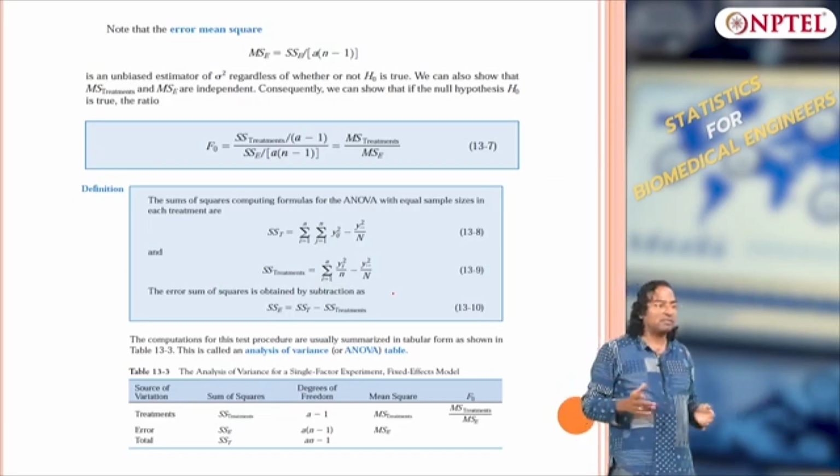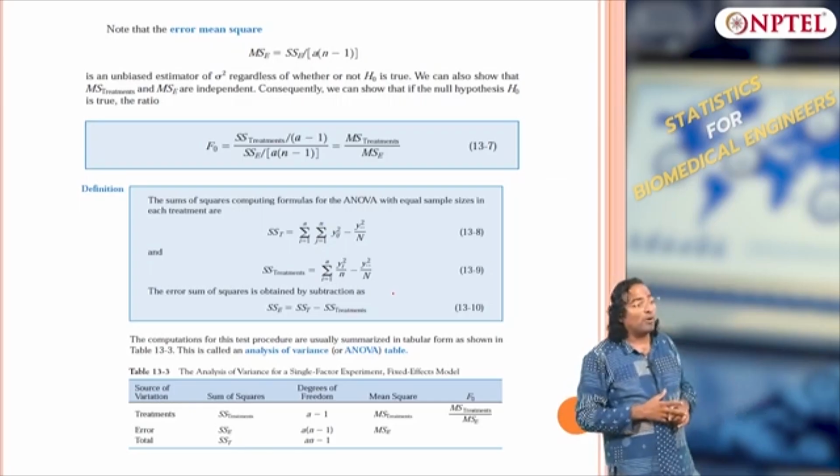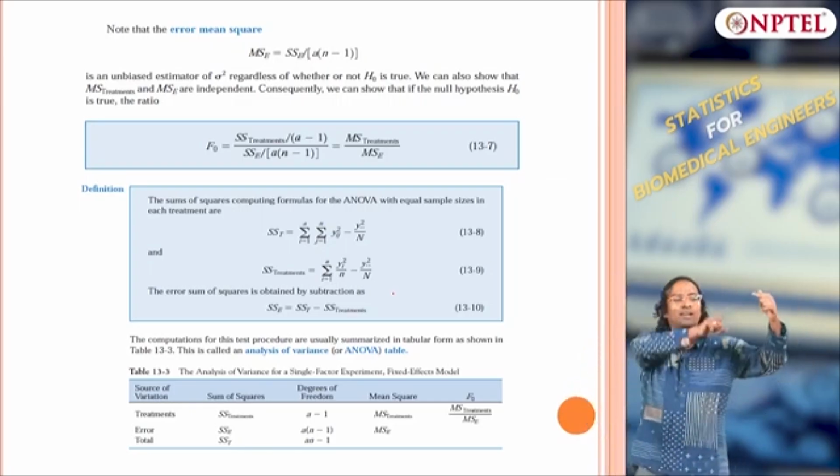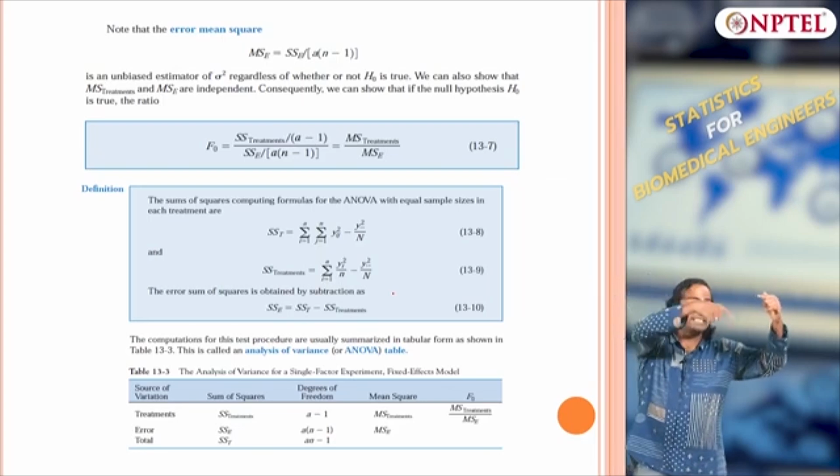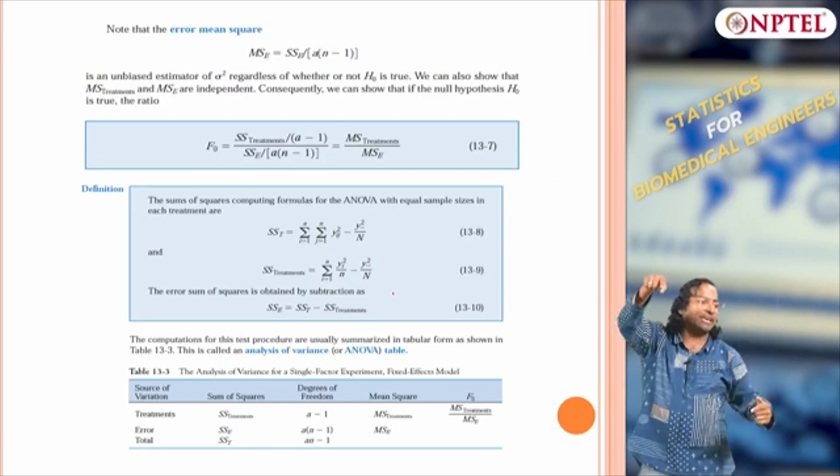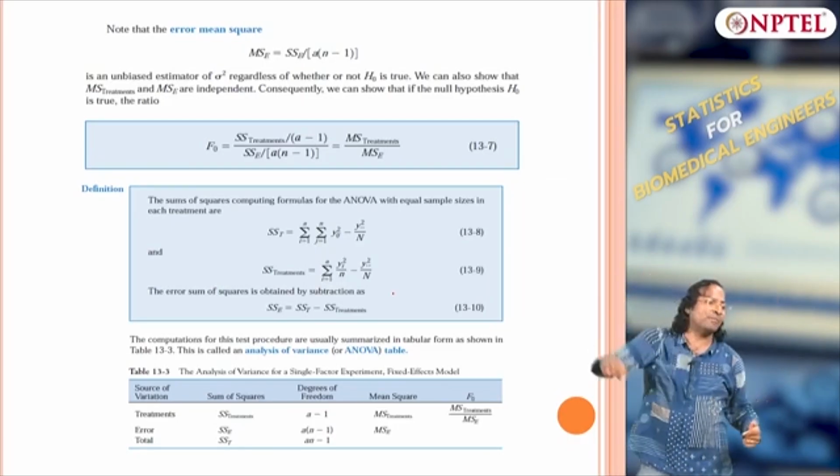Why is it not A minus 1 into n minus 1? Why? For each treatment there are n observations. For each treatment there is a treatment mean. So for every row there are n minus 1 degrees of freedom. So there are totally A rows. That is why A into n minus 1.